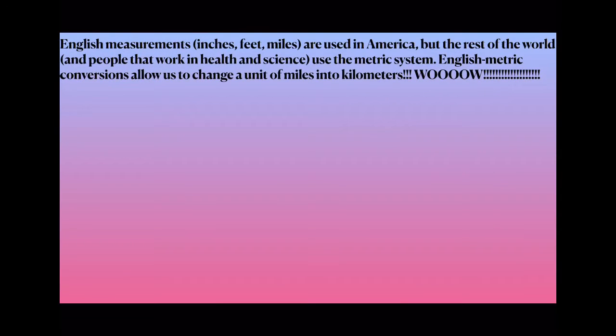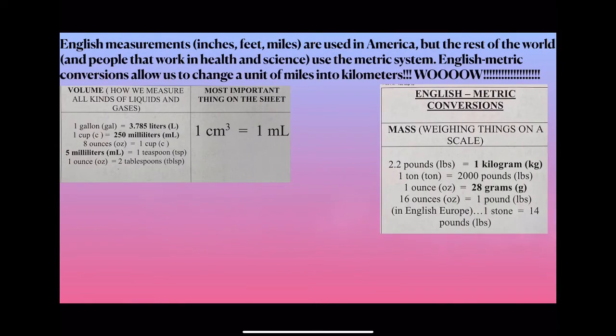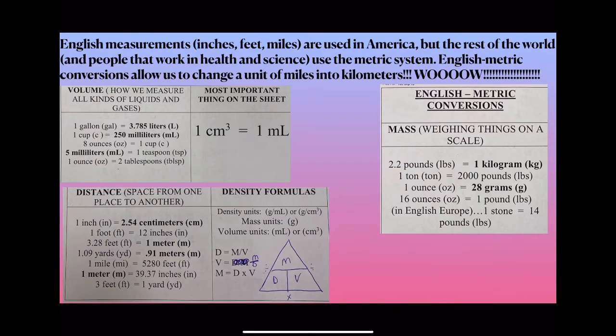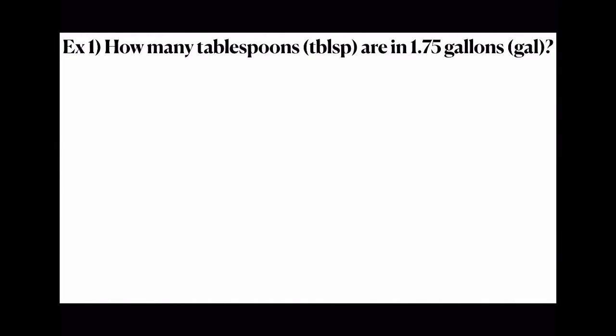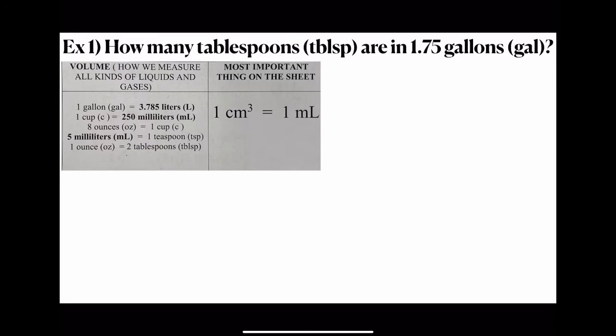So the English measurements that we use are going to be like inches, feet, miles. And that's typical in America, but in the rest of the world, or maybe if you work in a health or a science field, you're going to use the metric system. So we need a way to go between the English and the metric conversions to help our lives be a little bit easier. Like if you go for a vacation in Europe, you need a way of knowing how fast you're going. So you need to know how many kilometers equal a mile, so you don't get caught speeding.